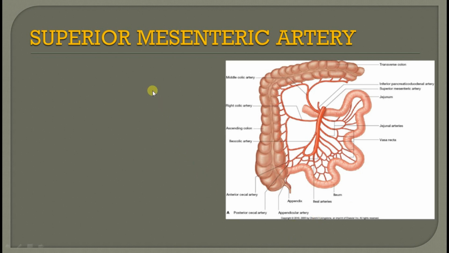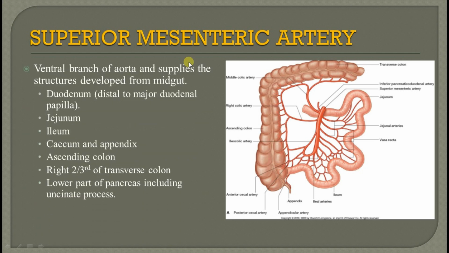Now coming to the superior mesenteric artery, it is the ventral branch of the aorta. The first ventral branch of the aorta, what we have seen, is the celiac trunk or the celiac axis. This is the second one, present at the level of L1 vertebra, and usually it is between the splenic vein above and the left renal vein below. So sometimes it might get sandwiched between these two structures.